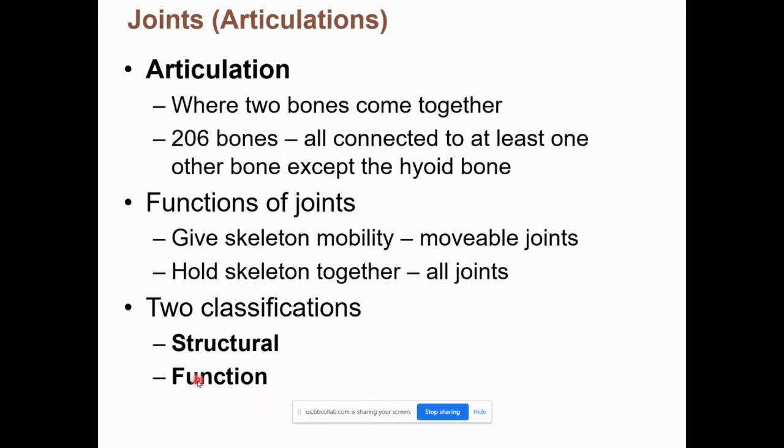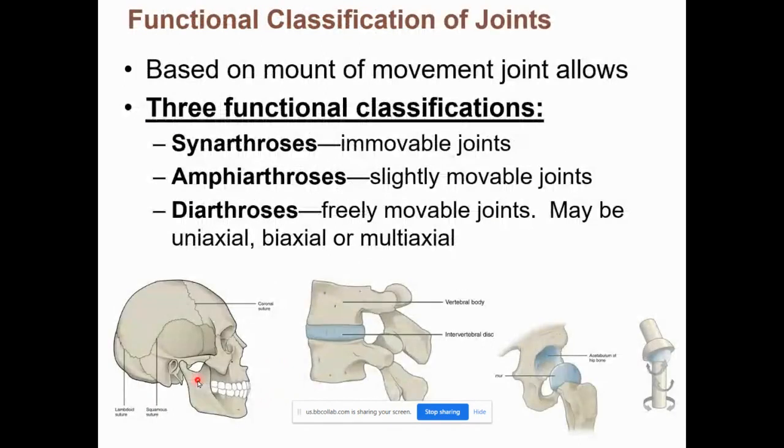classifications. The functional ones are the easier ones because there's just 3 types, and here they are. You should know the difference between the 3, and of course they're functional, so it's based on what's actually happening at the joint. Arthro means joint, so a synarthrosis is immovable, amphiarthrosis is slightly movable, diarthrosis is freely movable, and it's as simple as that. The di means 2, syn means together.